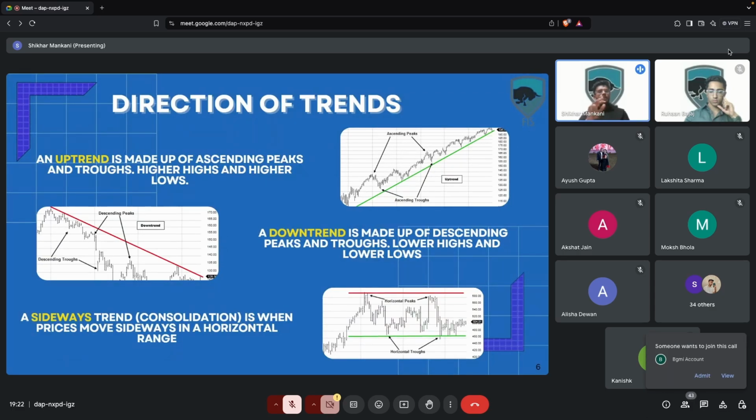A sideways trend is when price moves sideways, when it goes up and down, but it stays within a range. That is what a sideways trend is.